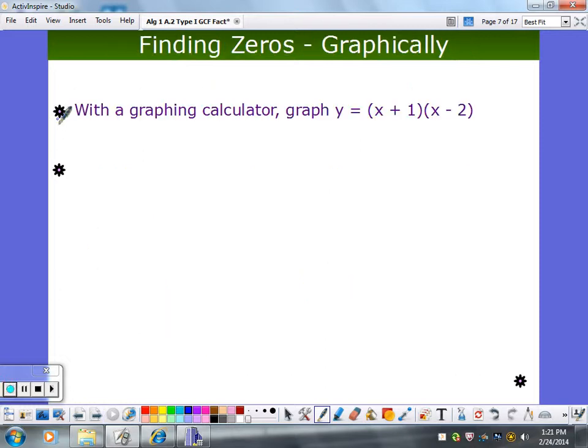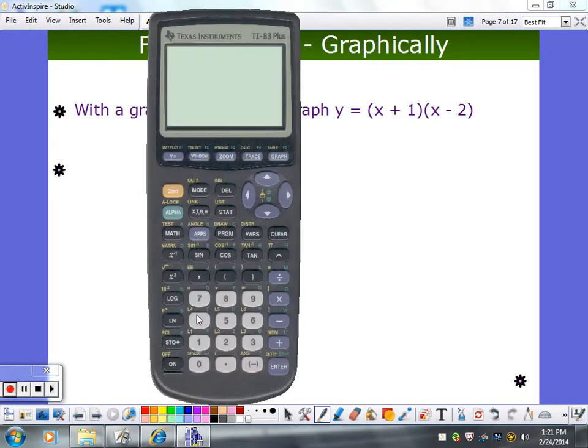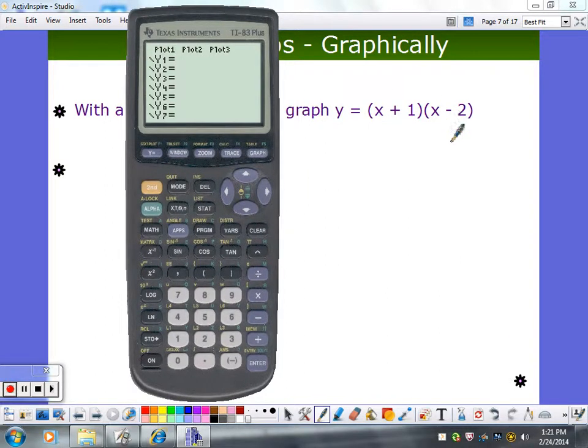So finding zeros graphically, we can do that. I've got a new little function here. It's called y equals x plus 1 times x minus 2. These two quantities. And I want to put them in my calculator. So you can do this with me. Turn your calculator on. Go to y equals. Press that button. Press the clear button, whatever was in there. Now you're going to type this in exactly as is with the parentheses. So parentheses, x plus 1 times x minus 2.